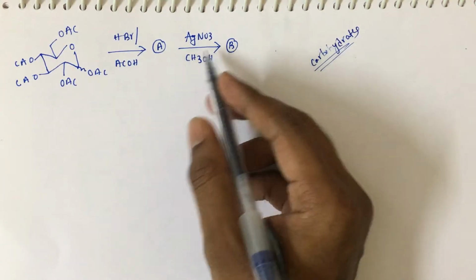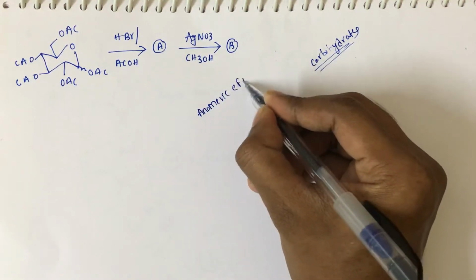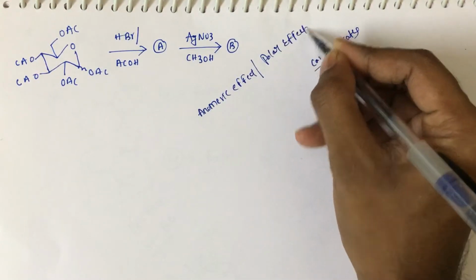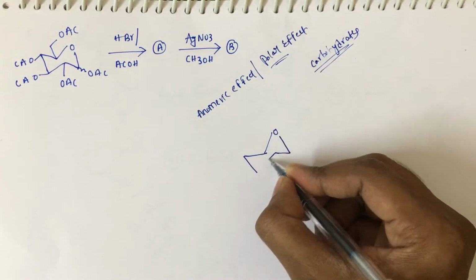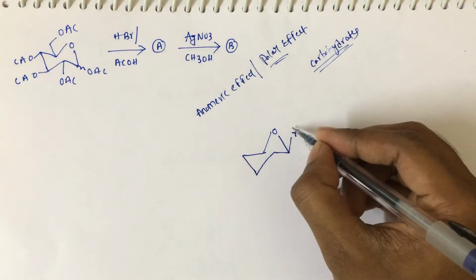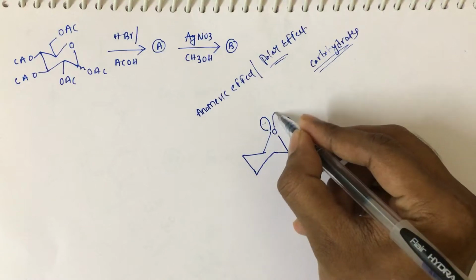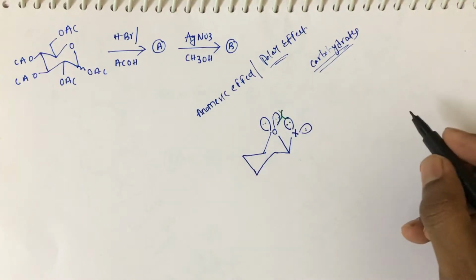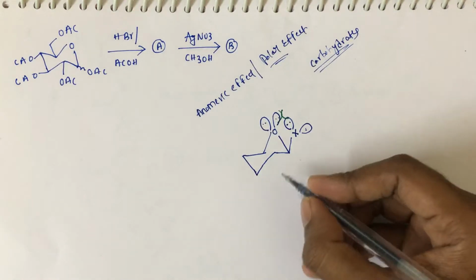Before answering this question, we need to know about the anomeric effect. This is also called the polar effect. So what does it tell us? When we have a carbohydrate like this, and any group, let's say X, which has a lone pair like this, and there is also a lone pair on the oxygen, there will be repulsion between these two lone pairs. This is called the anomeric effect, or polar effect. Because of that, this will not be favorable.